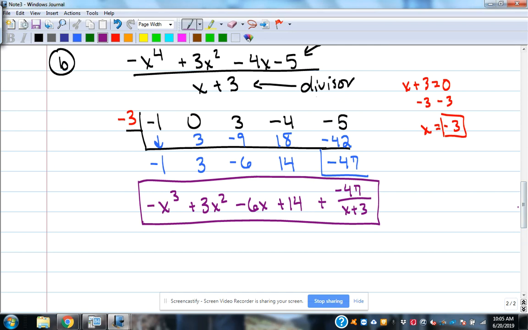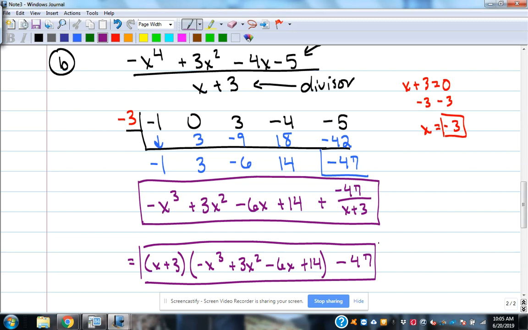Another way that this could be written is taking the x plus 3 in parentheses and then putting the -x cubed plus 3x squared minus 6x plus 14 and then -47. That's also an option. These two mean the same thing. I like this way better. That's my preference. This way is showing that the divisor was x plus 3, and it's more of a factoring type method of doing that.